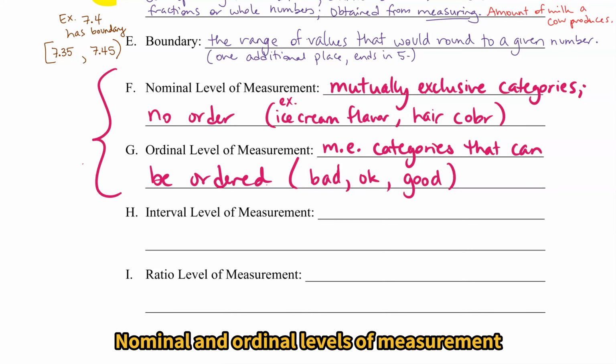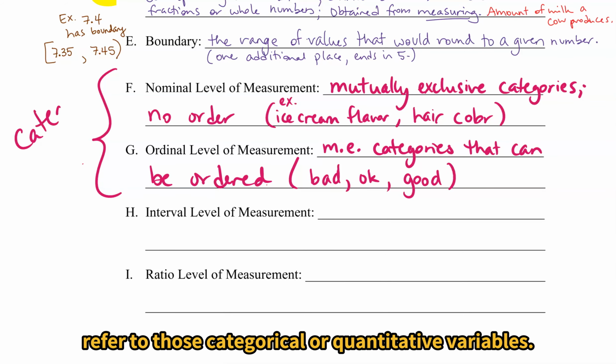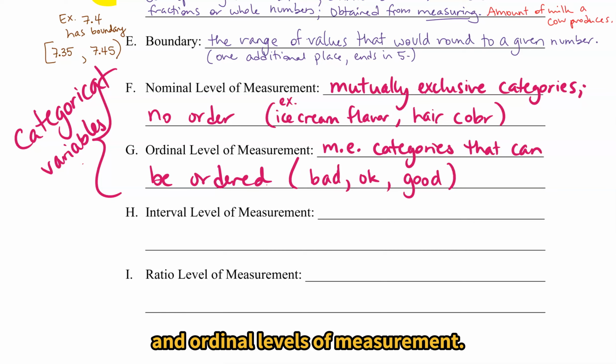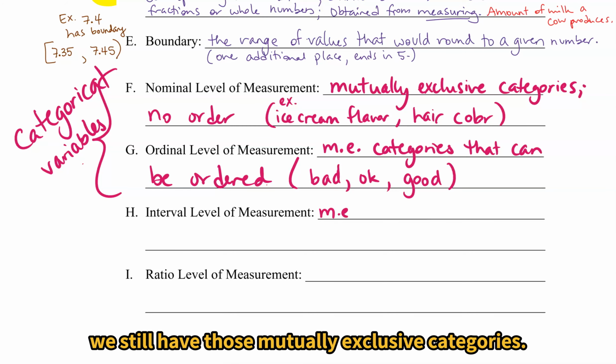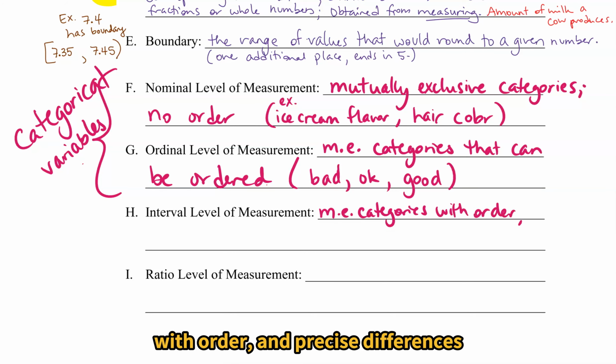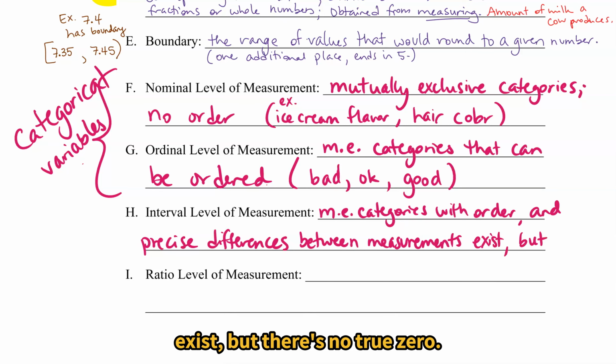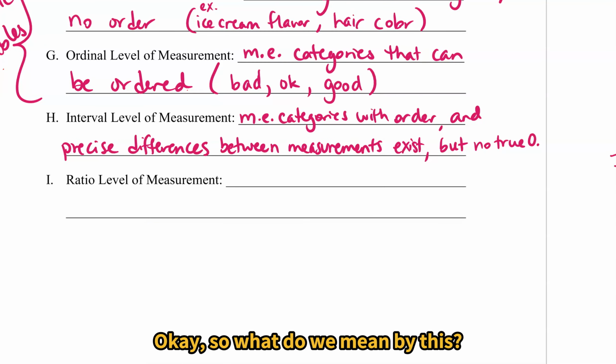Nominal and ordinal levels of measurement refer to those categorical variables. Categorical variables will fall into nominal and ordinal levels of measurement. Interval level of measurement, we still have those mutually exclusive categories with order, and precise differences between measurements exist, but there's no true zero. Okay, so what do we mean by this?